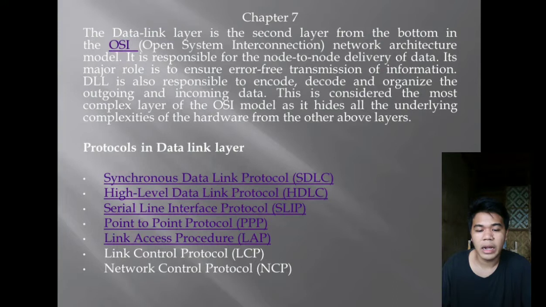Number 3 is the Serial Line Internet Protocol. It is an encapsulation of Internet protocol designed to work over serial and modem connections. Number 4 is Point-to-Point Protocol, a protocol that is used to connect one computer system to another.